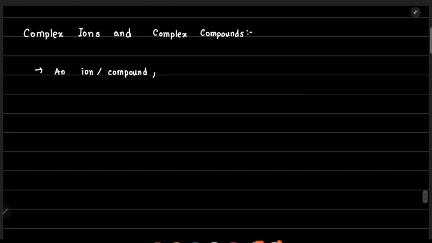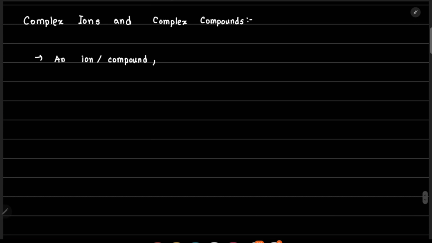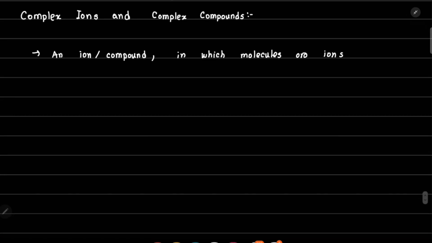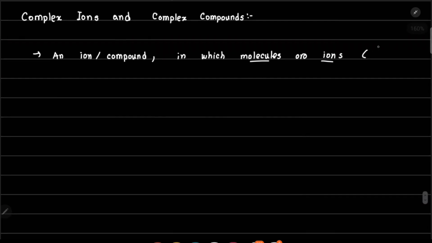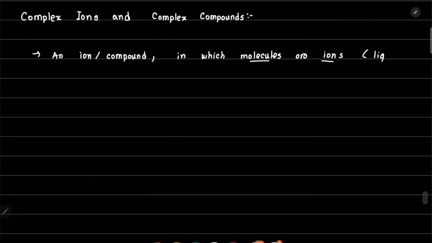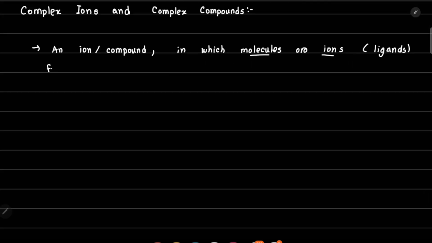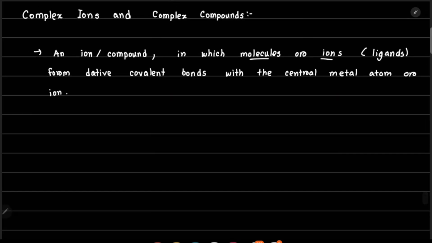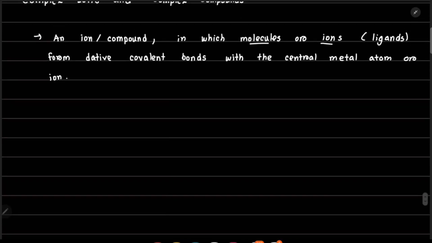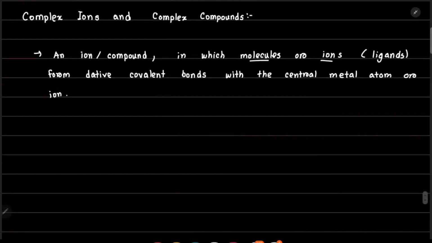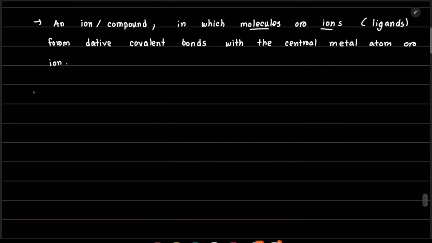So the definition of a complex ion or compound is that in which molecules or ions form dative covalent bonds with the central metal ion. The molecules or ions that are joined together with the central metal cation are also called ligands, and they form dative covalent bonds. So this is what a complex is. A complex can be either positively charged, negatively charged, or neutral.